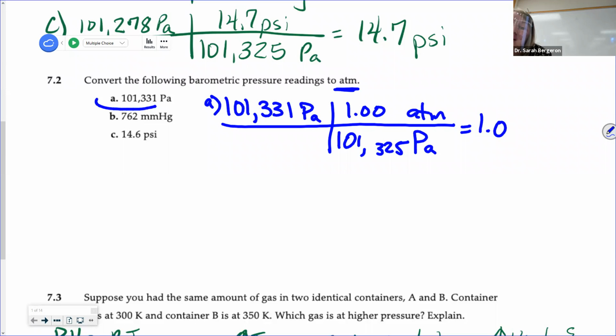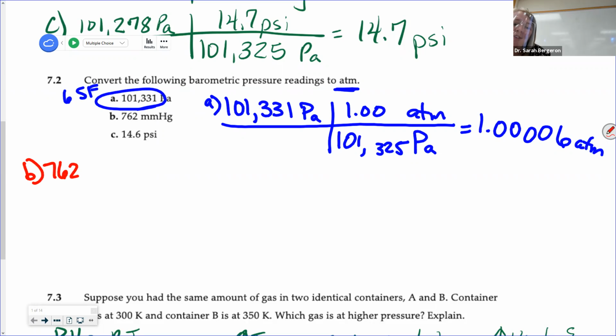How many are here? 6. So what's my answer to 6 significant figures? 1.00, it's not a perfect 0006. Okay. What's my unit? ATM. Okay. All right. B. 762 millimeters of mercury.